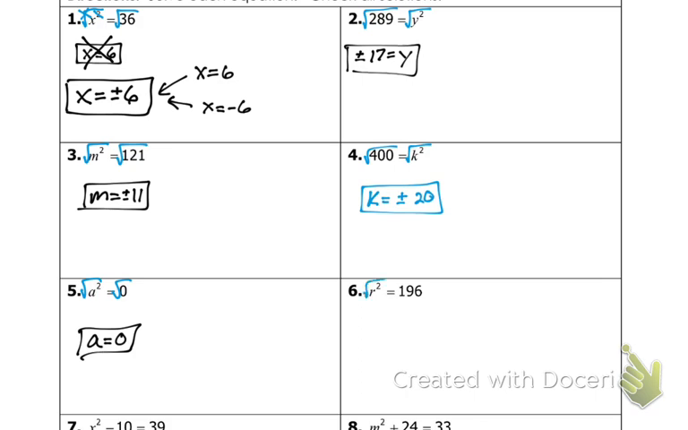Okay, 6, we're going to take the square root of both sides. What's the square root of 196? 14. Is our answer just r equals 14? No. Plus and minus 14.